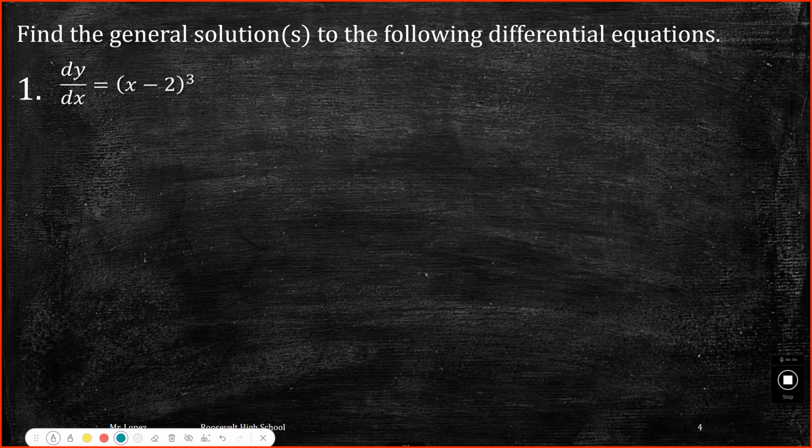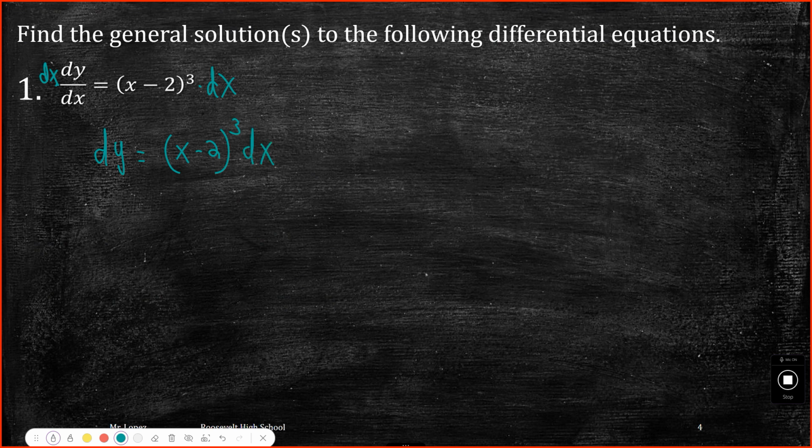When there's only one variable, when dy/dx equals an expression with only an x and no y's, that makes it much easier to work with. So what do we do? Step 1: move the dx over. The dx cancels, and then dy equals (x minus 2) to the third dx.